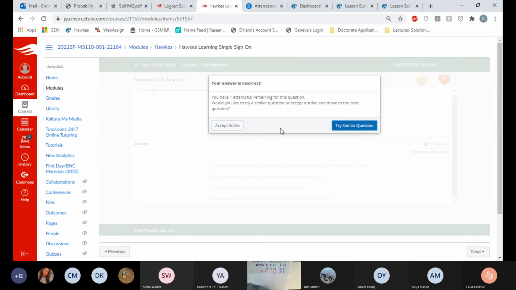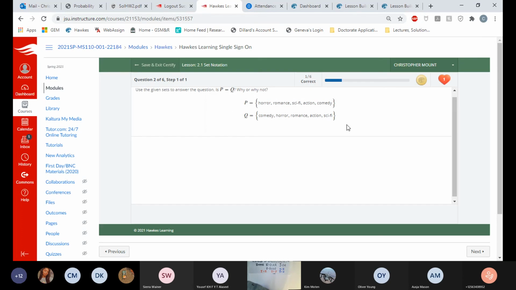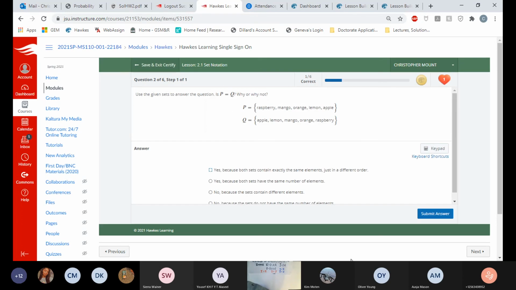For each set of problems, depending on how many there are, you're going to have a certain number of strikes. So I can accept the strike and just say, I'm not going to worry about that problem and move on, or I can try a similar question. Okay, so that's how Hawks works. Doing all of these problems in each one of these lessons, Certify, is how you get points. This is how you literally complete the homework assignments. This is how you get the points for the assignments.